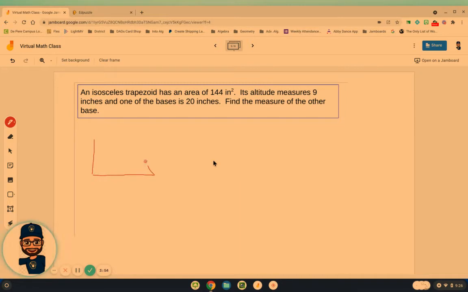Right, so let's just draw ourselves a trapezoid. Let's just say that we have the isosceles trapezoid that looks like this. Base 1, base 2, and this line right here is that altitude or the height. So this is 9. One of the bases is 20. Find the other base. Let's label that as x. So area equals 1/2 height times base 1 plus base 2.